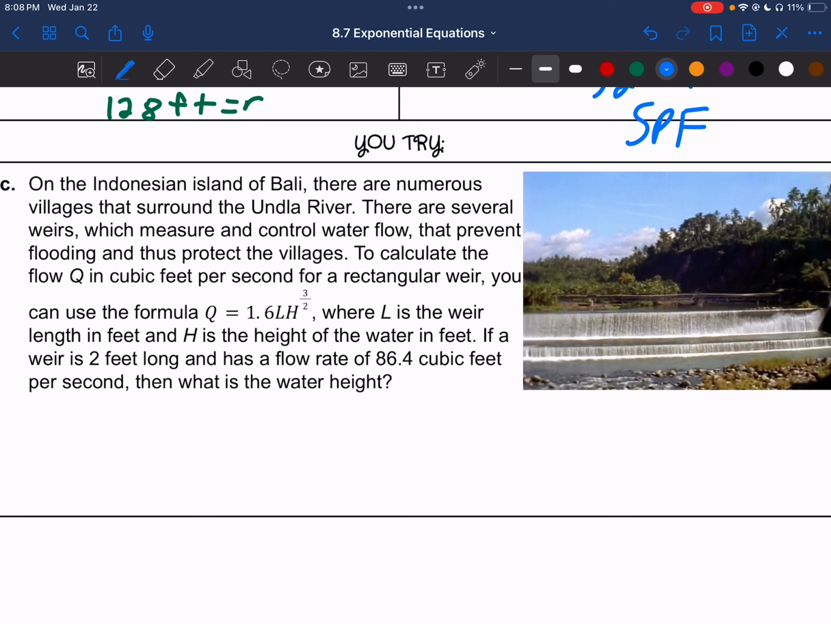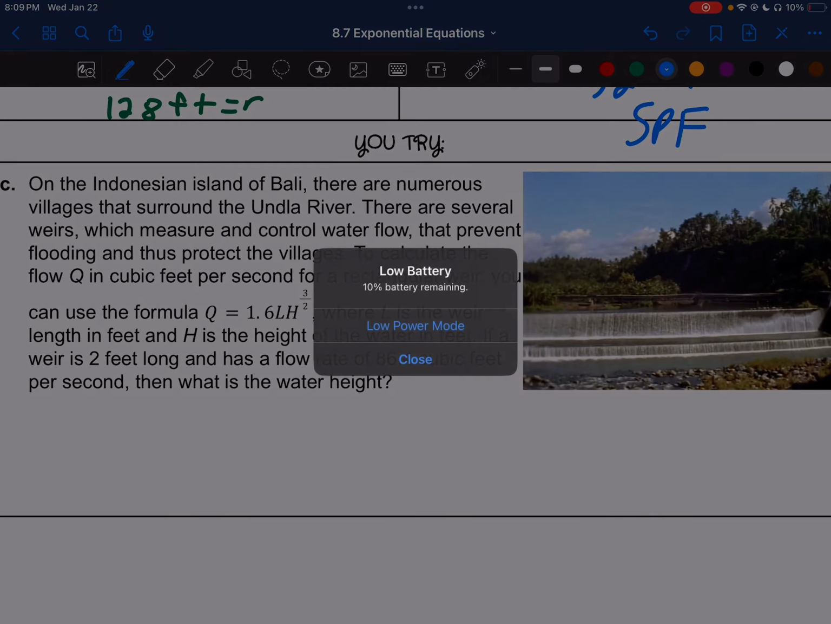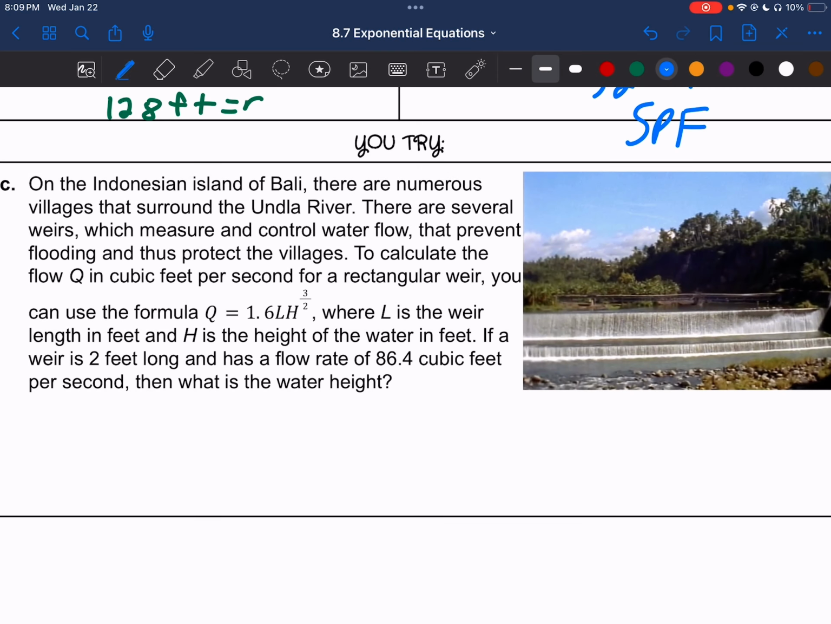If you drive by the Fox River in Geneva and St. Charles, you can see some examples of these weirs there as well. They prevent flooding and protect the villages. To calculate the flow of water in cubic feet per second for a rectangular weir, you can use the formula Q equals 1.6 L H to the 3/2, where L is the weir length in feet and H is the height of the water in feet.